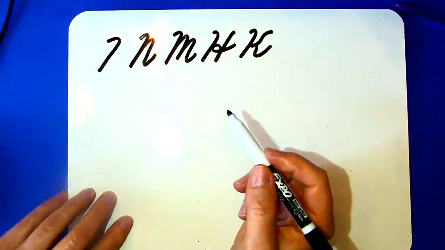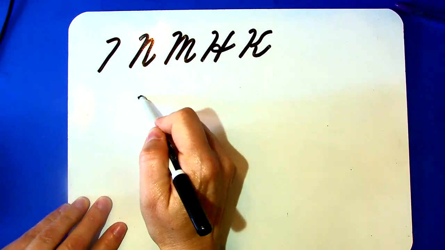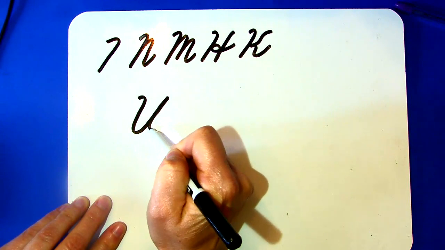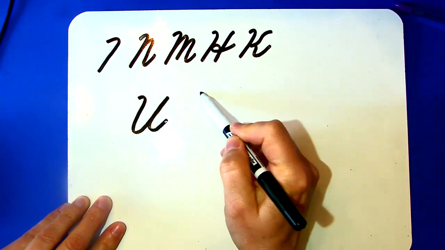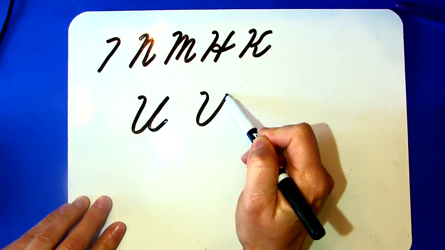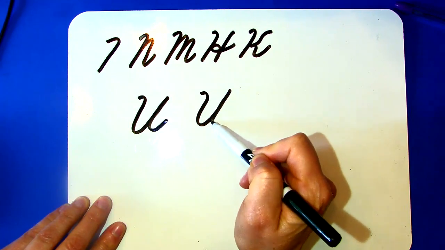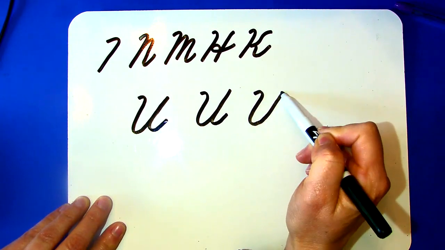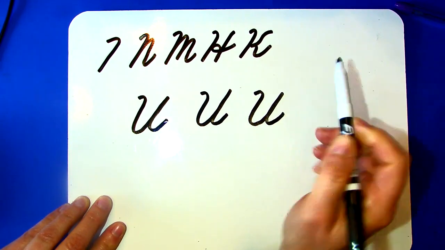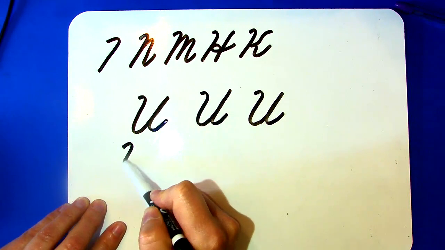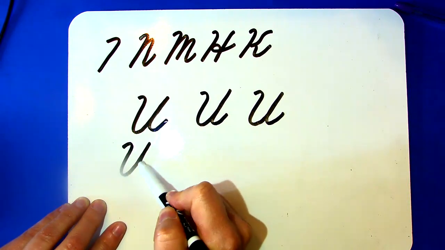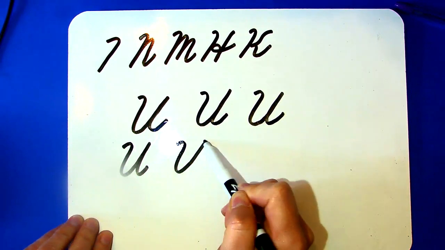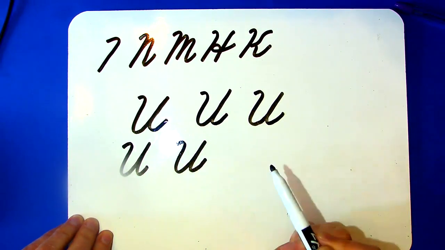Here is an uppercase U. Curve forward, pull back, up to the top line, retrace your steps, undercurve. Watch again. Curve forward, up to the top line, retrace your steps, undercurve. Curve forward, up to the top, retrace, undercurve.